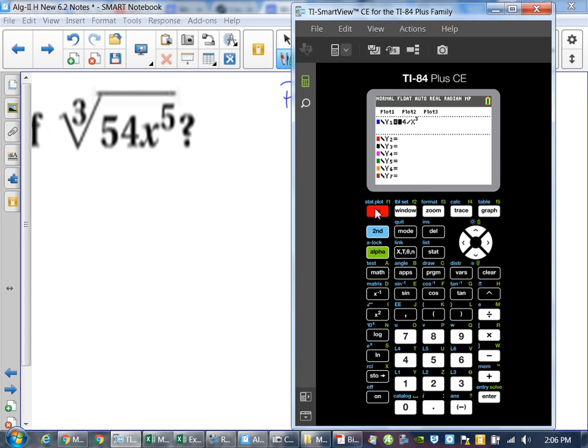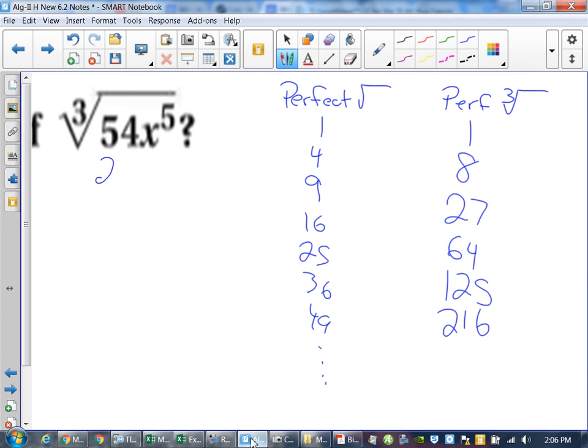But knowing this one, this is the same thing as saying 27 times 2 and x to the 5th. Now, I'm going to take this one step further. 27 is what number cubed?